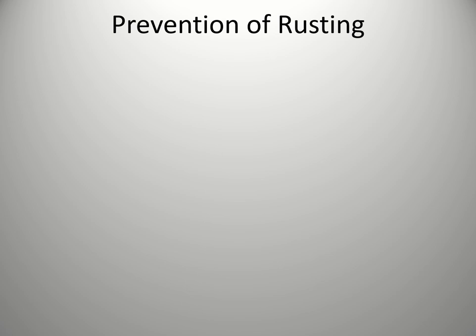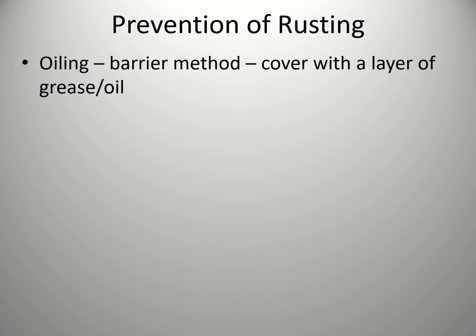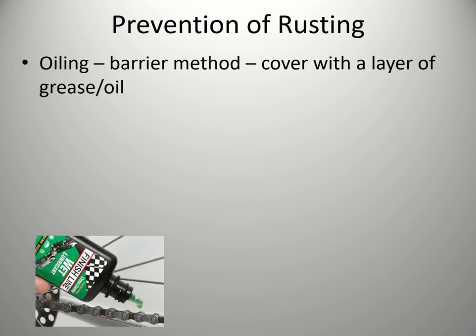So how do we prevent rusting? Well, essentially you've got to prevent it by stopping either water or oxygen getting to the iron. Generally we stop both things getting to the iron. It's kind of difficult to stop one without the other, but there are processes in which you just stop one. We'll have a look at those. So number one, oiling, which is called a barrier method. You simply cover it in oil or grease, and oil and grease are waterproof, and that stops any water or any oxygen getting to your iron, whatever it happens to be.